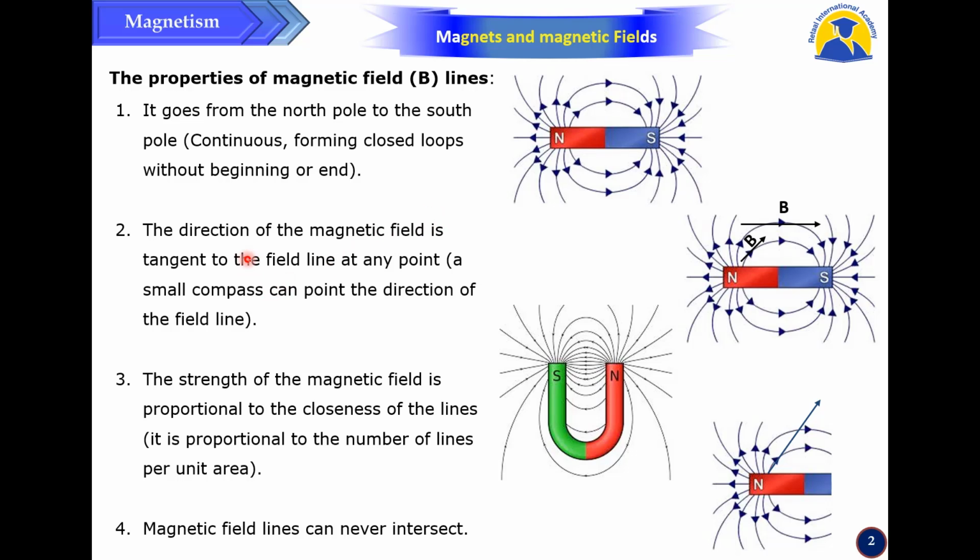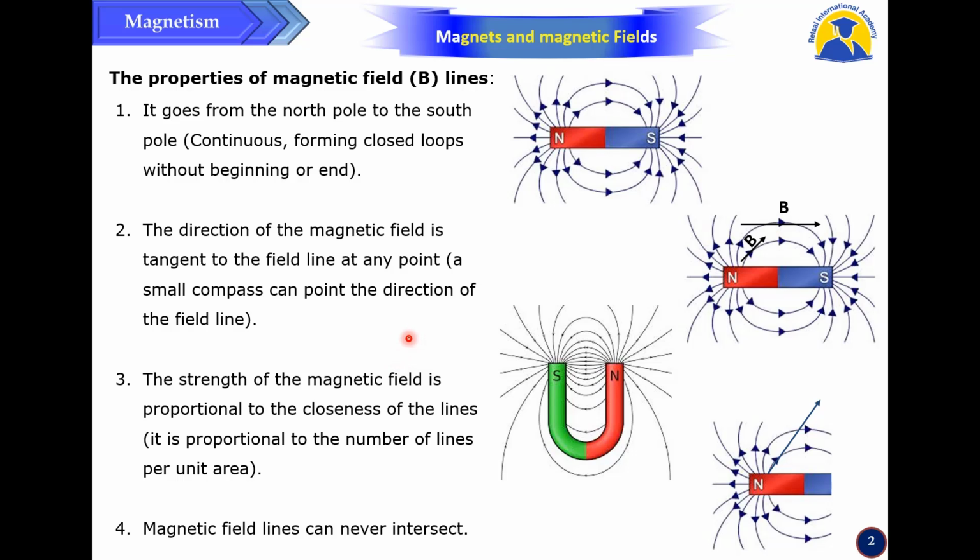The second property is that the direction of the magnetic field is tangent to the field line at any point. For example, if we want to know the direction of the magnetic field here, we will follow the direction of the tangent from north to south. Here also we make a tangent, so the direction of the magnetic field here is the same as the direction of the tangent from north to south.